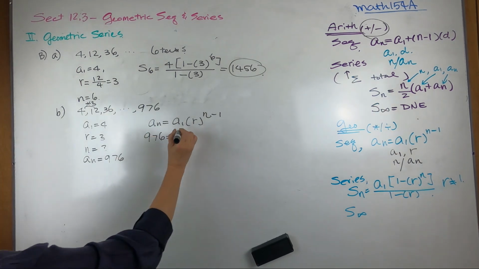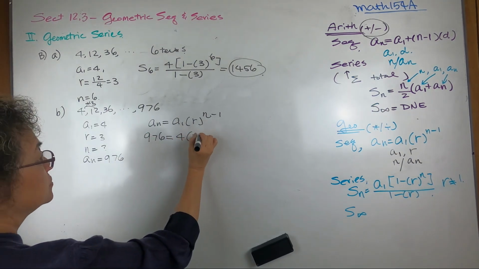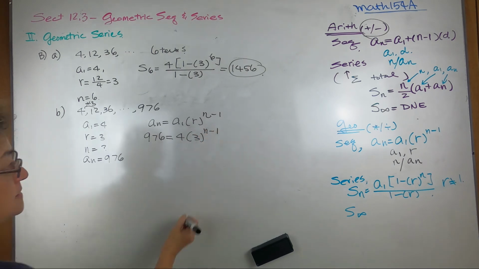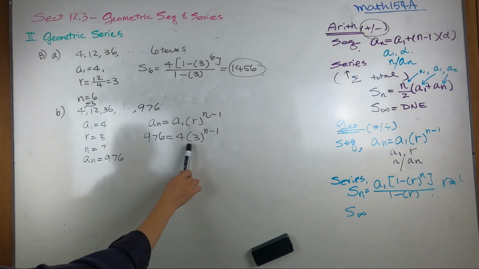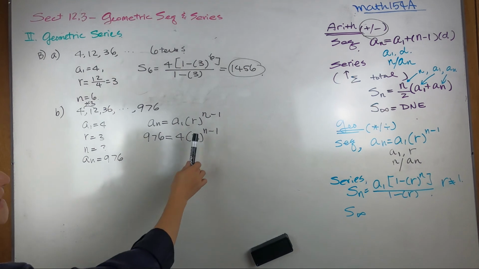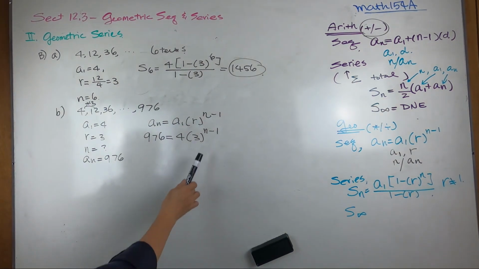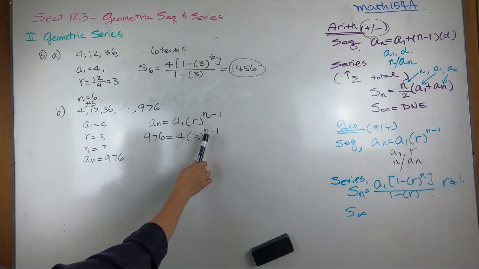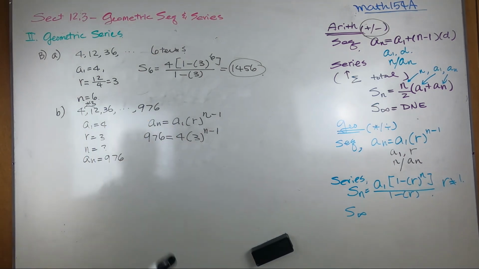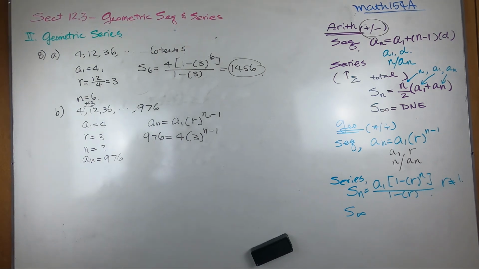A1 is 4, R is 3. N minus 1. We have equations. Then we have to find the n. Look at what kind of position n is. It's in an exponential position, right? Then you have to solve what? An exponential equation. Then how do you solve it?